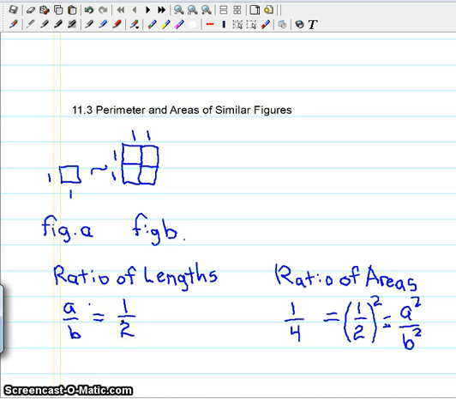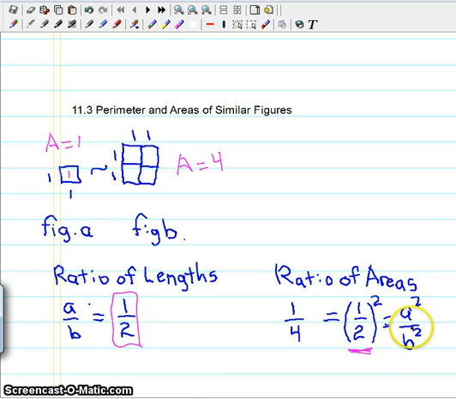If I look at the ratio of areas, like I said, the area of figure A is 1. The area of figure B, you just count up the squares, they're all 1 by 1, you get an area of 4. So take the side lengths of 2 and square it, and you also get 4. So if I write the ratio of areas of A to B, I get 1 to 4. If you look at that, that's the same as the ratio of the lengths here, the 1/2. If I take the 1/2 and then square it, I get the same result.